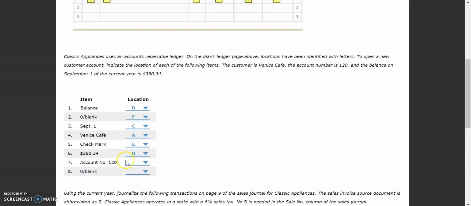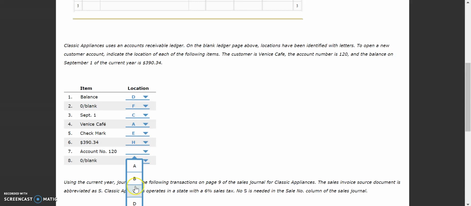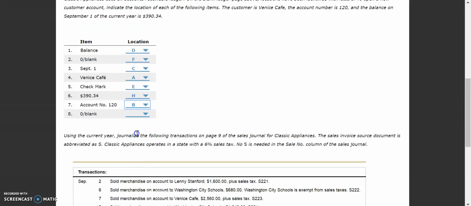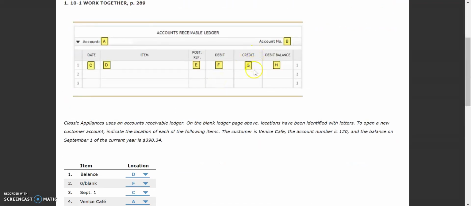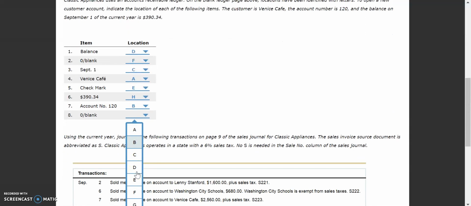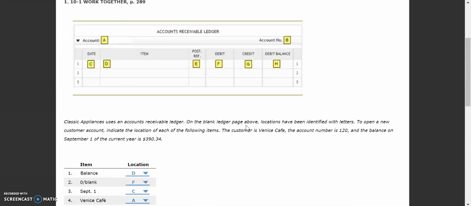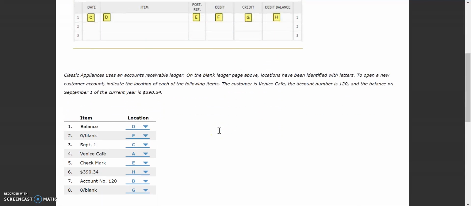The account number 120 is going to go up in the B section. That's going to be where the account number 120 will be located, the top of the account next to the account name. And lastly, our other blank section will be the credit, because remember, neither F or G is going to get filled in when we're just opening an account and putting the balance in there. So G is going to be our last one. So just making sure we know where all the parts are in our accounts receivable ledger.